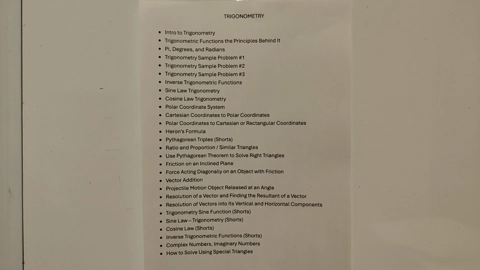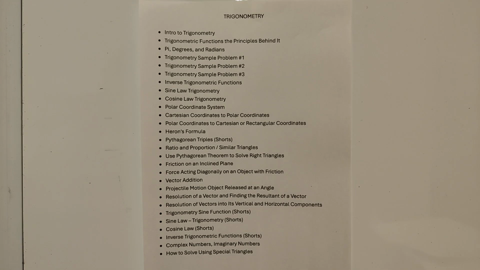And next is trigonometric functions and the principles behind it. So these are the sine, cosine, tangent, and the important thing is what it is. And in this, the principles behind it will tell you how that can be used. Next is pi, degrees and radians. So this is the measure of angles, and the constant pi, especially about circles.